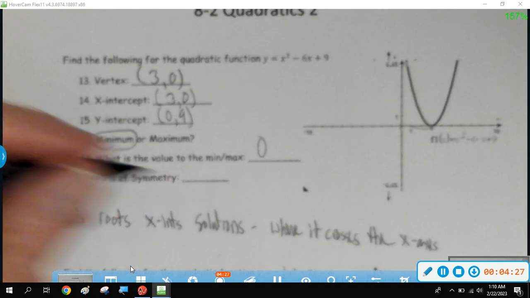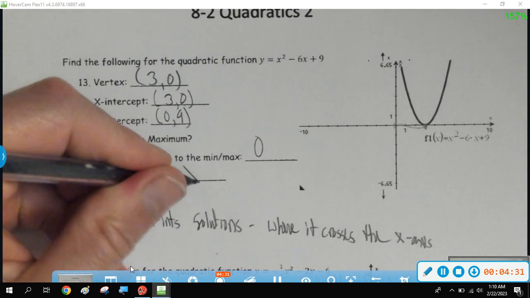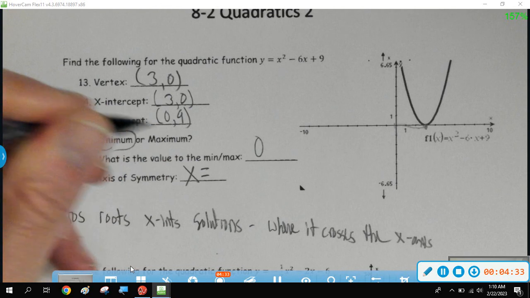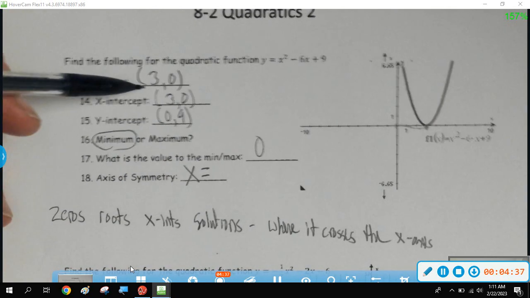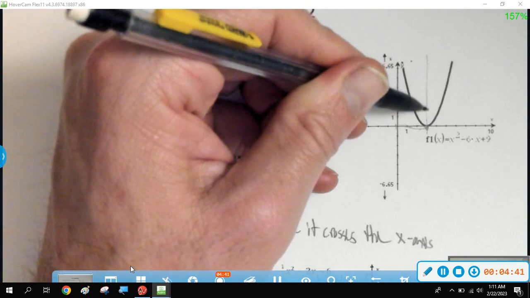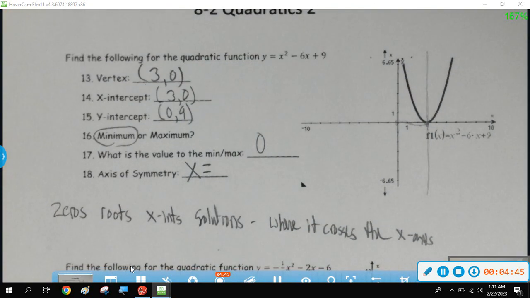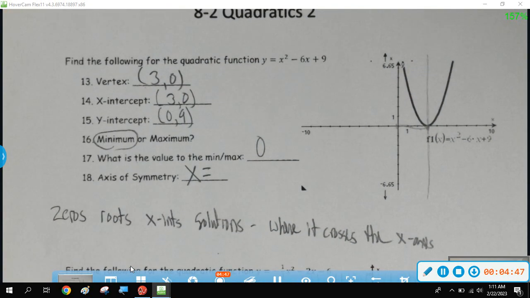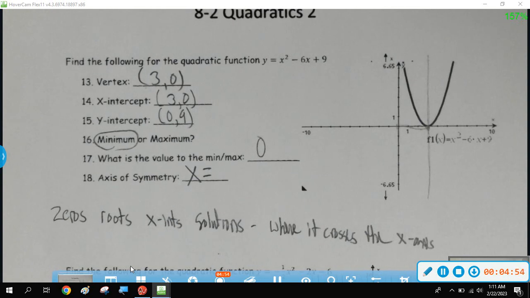And the axis of symmetry is what's going to be next for us, so it's going to be x equals. And the axis of symmetry is going to be equal to the x value of the vertex, because the axis of symmetry is always going to go down through the vertex. So it's always going to be x equals whatever the x value of that vertex is.